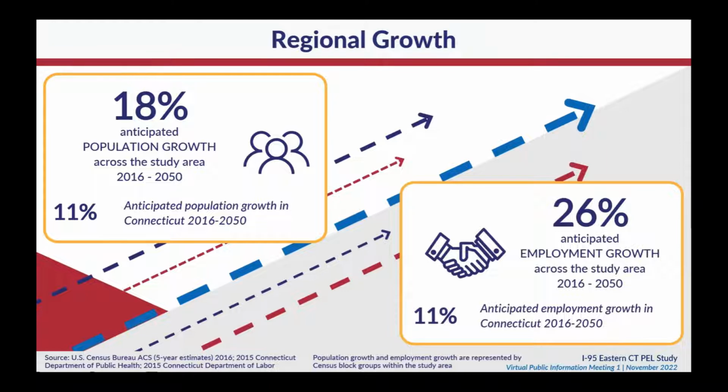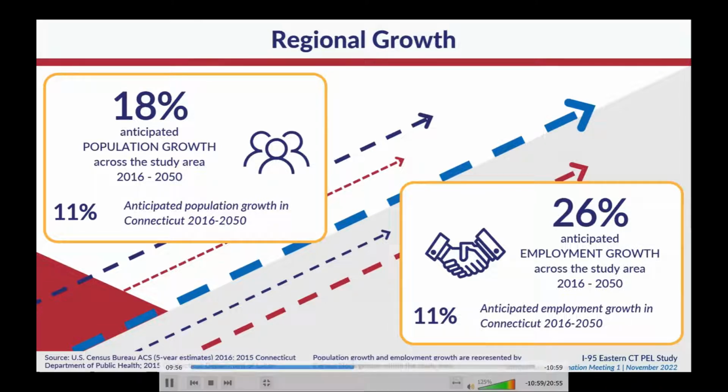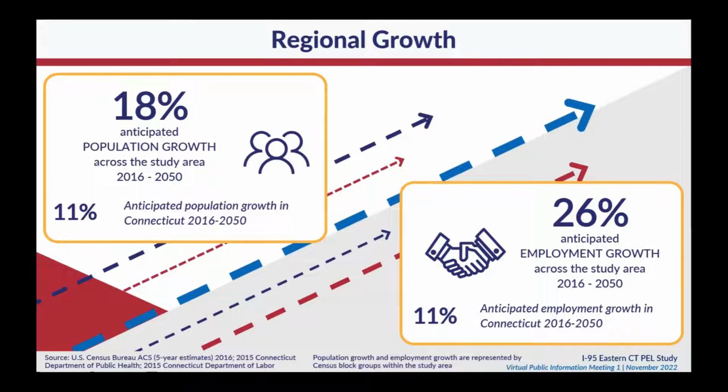That's over 25 years from now. And while no one has a crystal ball, our traffic models use the best available data to understand trends like population growth and employment growth, both drivers of traffic congestion along the I-95 corridor. As you will see, this study area is anticipated to grow faster in both categories, people and jobs, than the state as a whole, with an anticipated 18% population growth and an impressive 26% growth in jobs across the study area.